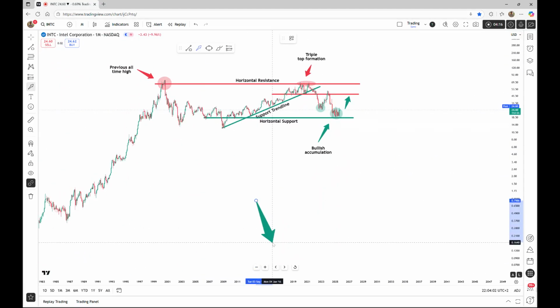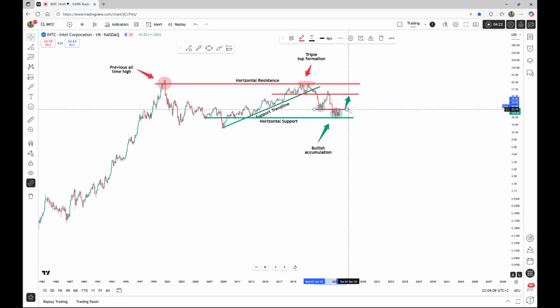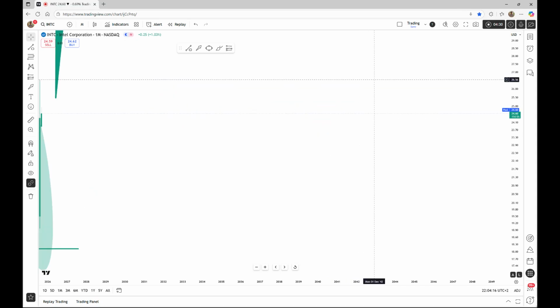Obviously, the moment Intel actually manages to break above this minor horizontal resistance at this $25 level and then finally confirms the move towards the upside, I will immediately update this analysis, so make sure you check back every once in a while.